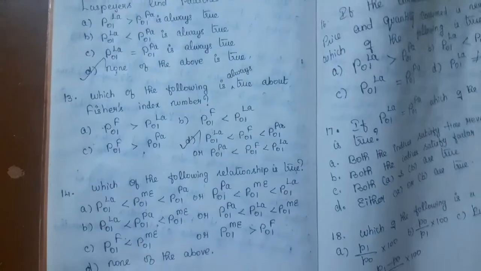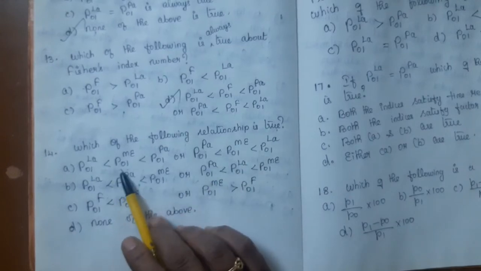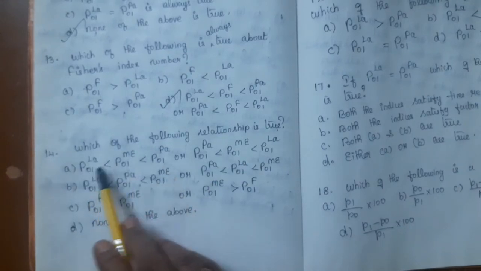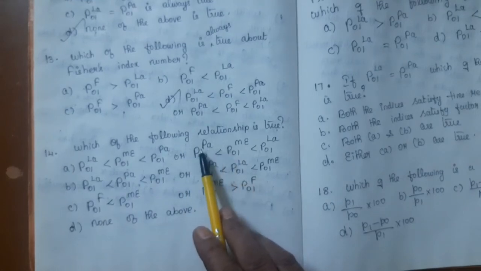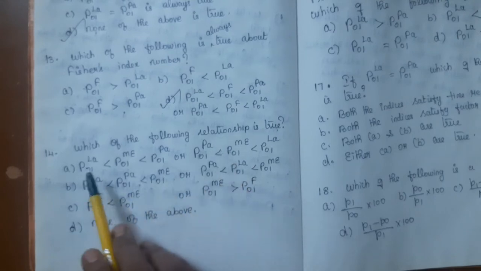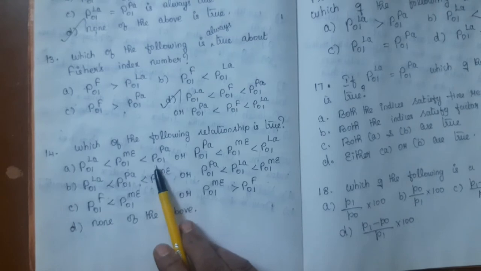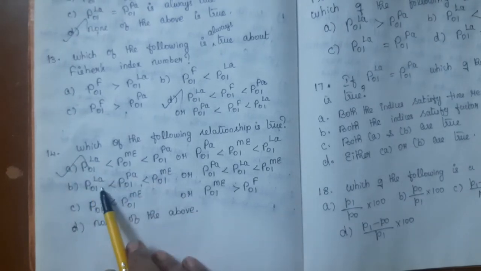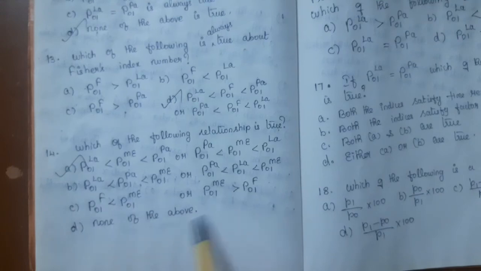Okay. The next one. Which of the following relationships is true? Marshall-Edgeworth lies between last year's and past's index number, or Marshall-Edgeworth's is greater than past and less than last year. This is true, but this is not true because Marshall-Edgeworth's index number lies between last year's index number and past's index number. So statement A is true, but this is not true. This is also not true. You don't have any guarantee. Okay, so A is true.